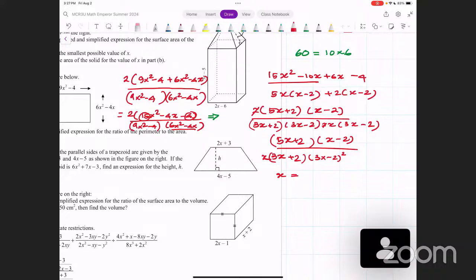So x cannot be 0. 3x plus 2 cannot be 0, so x cannot be negative 2 over 3. And then 3x minus 2 cannot be 0, so x cannot be 2 over 3. Are you following that restriction?